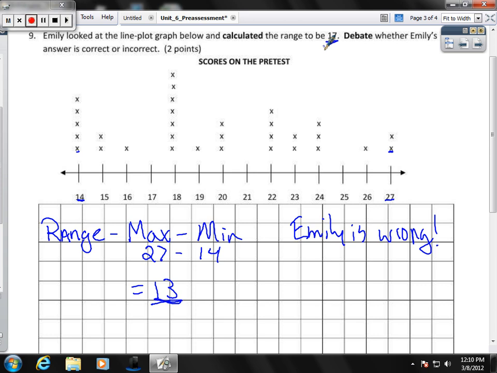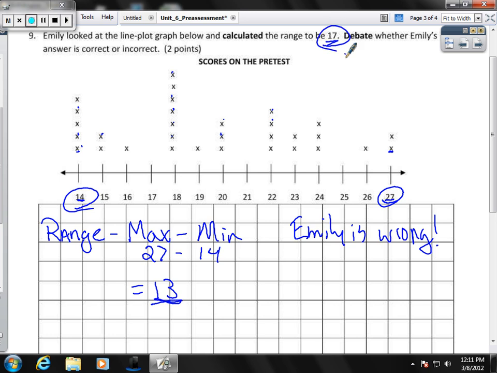How do we know that she was wrong? What did we do? We calculated the range correctly. We took the maximum and subtracted the minimum. I don't know exactly what she did. Somehow she got 17. She could have done a couple of things wrong. Michael. She did not, because 31 minus 27 is not 17.